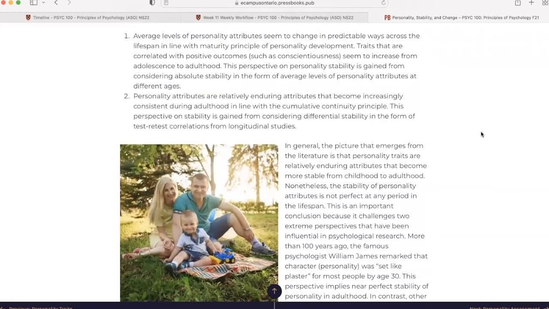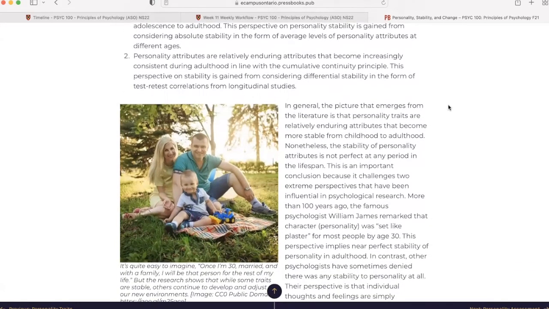A consideration of the broad literature on personality stability yields two major conclusions. One, average levels of personality attributes seem to change in predictable ways across the lifespan in line with the maturity principle of personality development. Traits that are correlated with positive outcomes, such as conscientiousness, seem to increase from adolescence to adulthood.